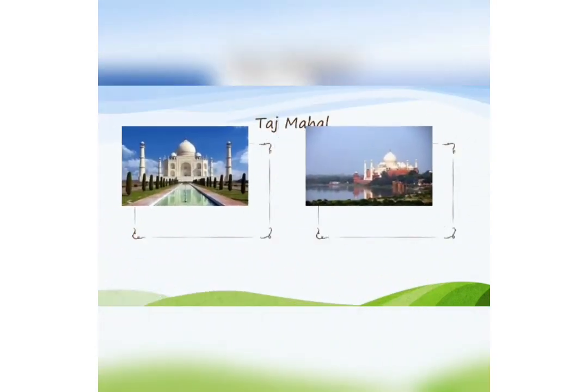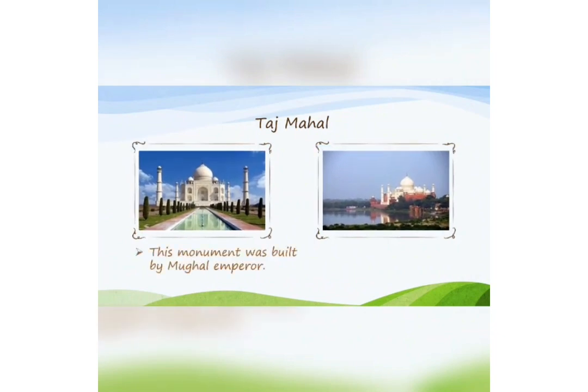This is Taj Mahal. This monument was built by a Mughal emperor. It is in Agra, located near the bank of the Yamuna. Shah Jahan built Taj Mahal in the memory of his wife Mumtaz Mahal. Children, Taj Mahal is famous for its beauty and it is one of the 7 wonders of the world.